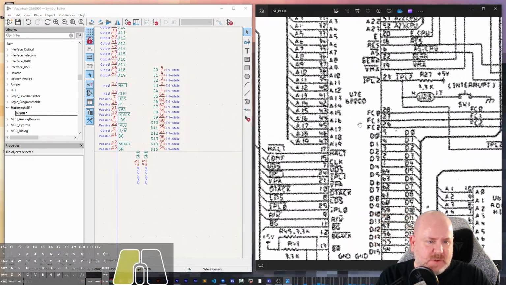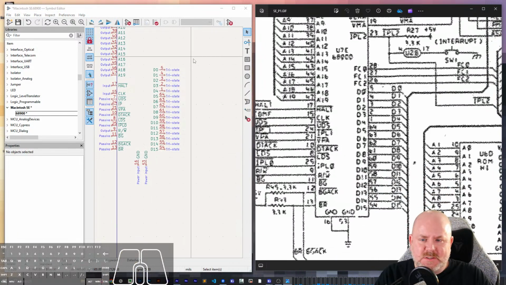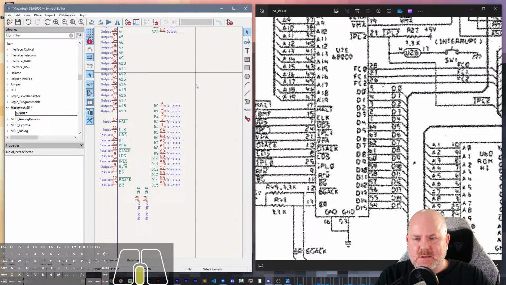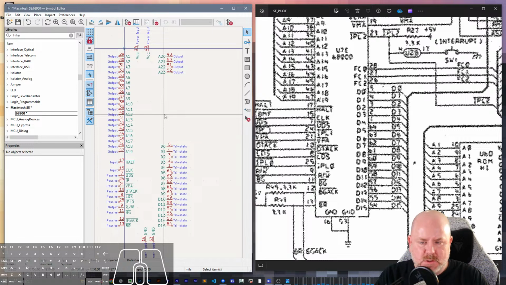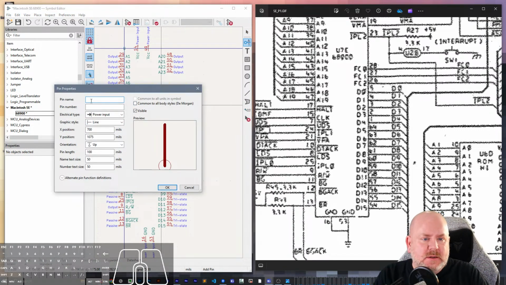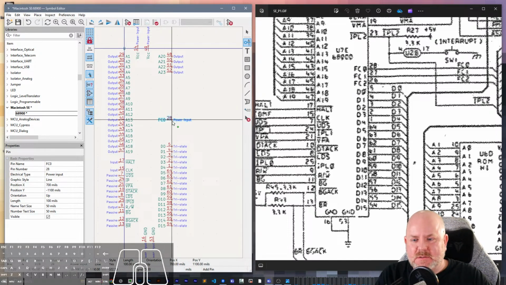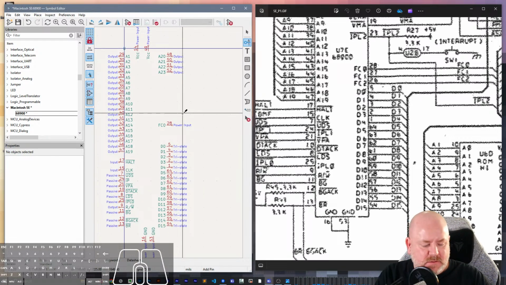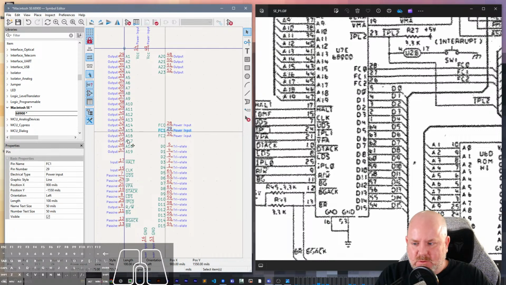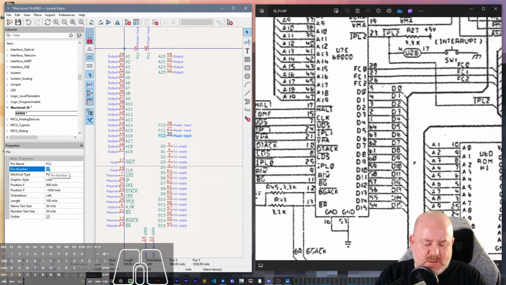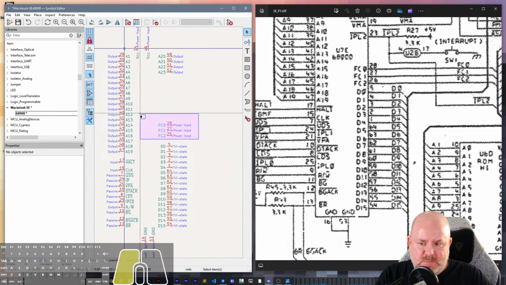Okay, so we have these 3 pins, which are FC, it looks like, 0, 1, and 2. P for pin. FC0, and that's going to be 28. And then I'll go ahead and insert for the next 2, even though the pin numbers are going the opposite direction. 27 and 26.